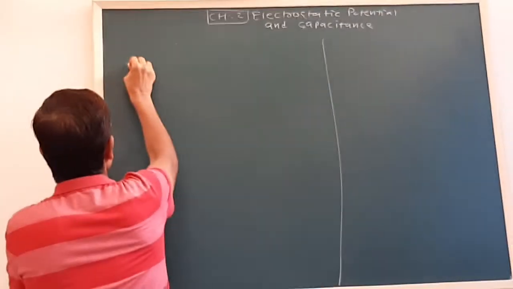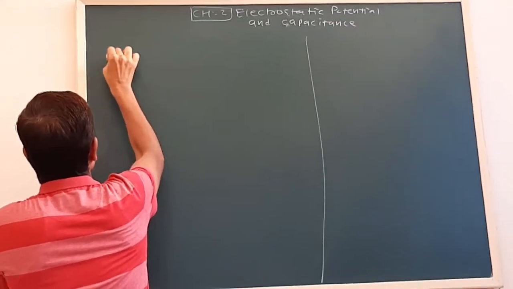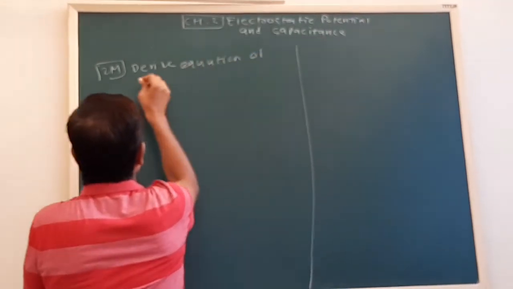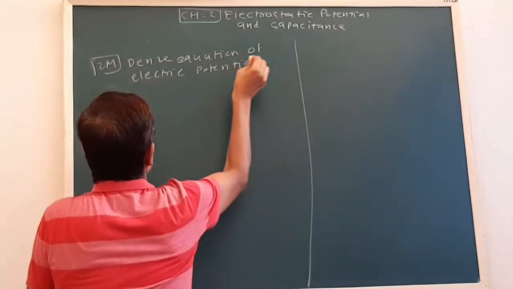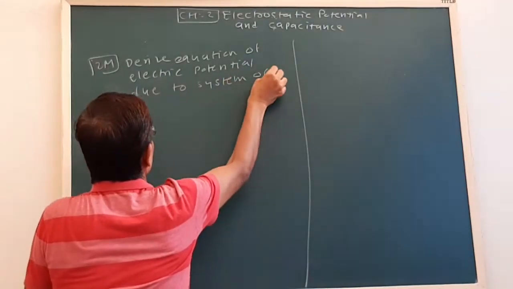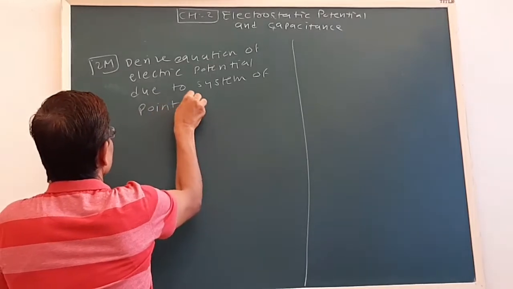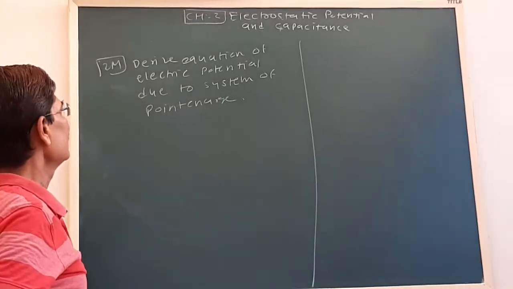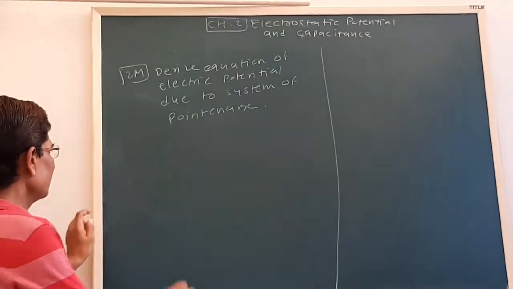Now we have to proceed further and derive electric potential due to a system of point charges. That will be our next question. It can be asked in 2 marks like this: derive the equation of electric potential due to a system of point charges.